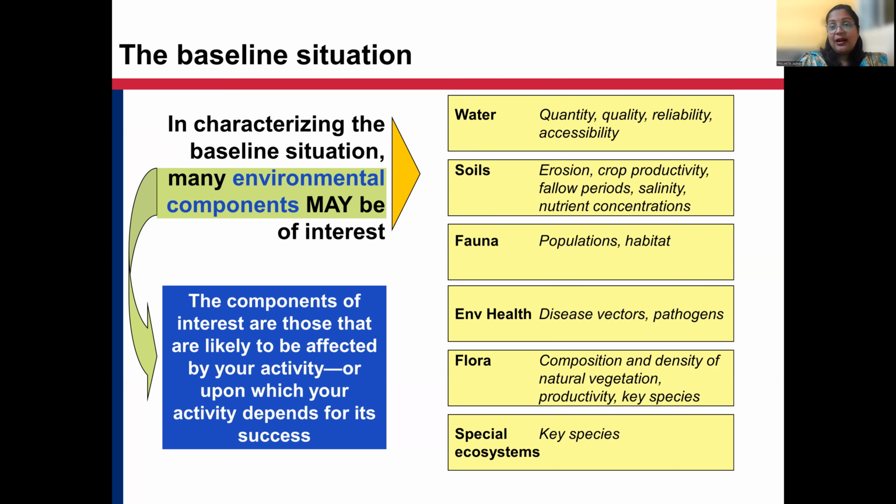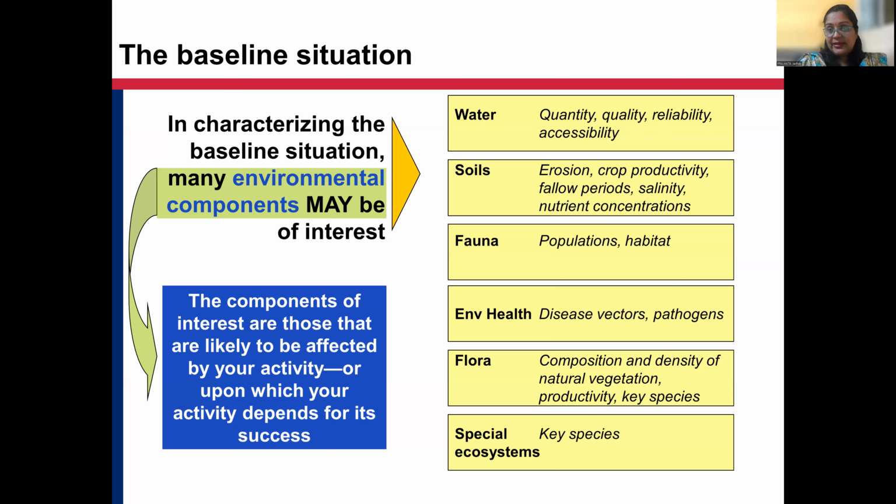Considering the soils, it is how the soil erosion is taking place, what effect it will have on crop productivity, what the fallow periods are which the soil is given, what is the increase or decrease in the level of salinity of the soil, and what the nutrient components or concentrations are which the project might have an impact on. All these are the aspects which need to be taken care of.